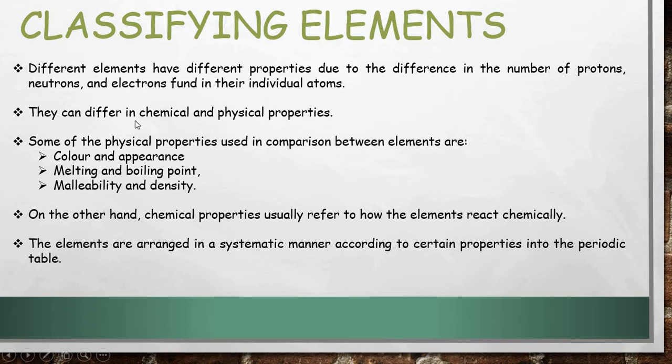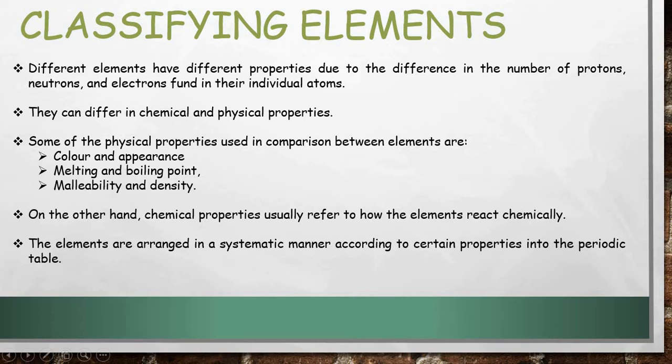They can also differ in chemical and physical properties. Some of the physical properties used in comparison between elements are color and appearance, melting and boiling point, malleability and density. On the other hand, chemical properties usually refer to how the elements react chemically. The elements are arranged in a systematic manner, according to certain properties, into the periodic table.